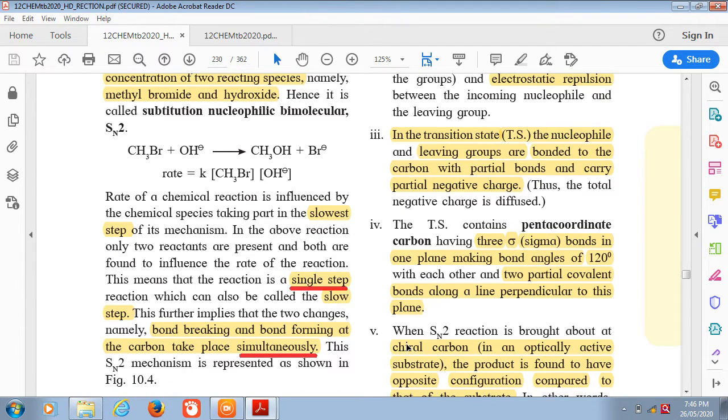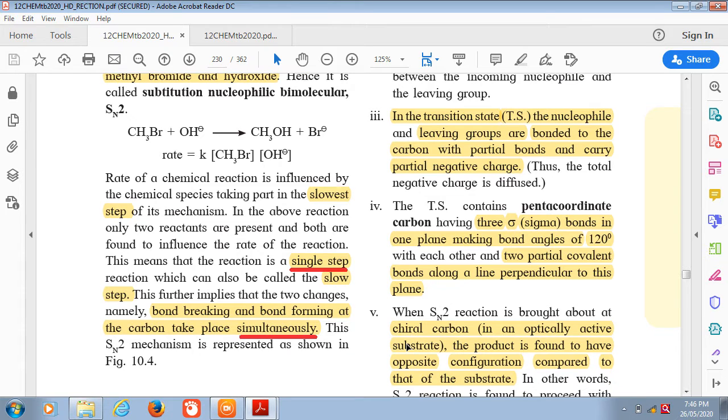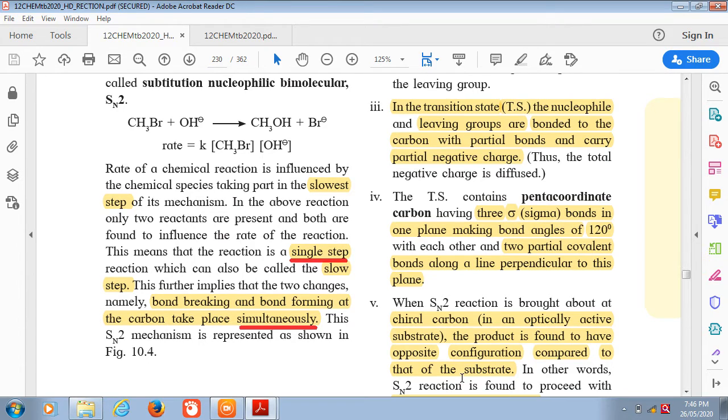When this SN2 reaction is brought about at a chiral carbon, which we already discussed in the optical activity topic, the product is found to have the opposite configuration compared to the substrate. So if your substrate is dextrorotatory, your product is levorotatory, and if your substrate is levorotatory, your product is dextrorotatory. So it inverts the configuration. So this is about the slower step.